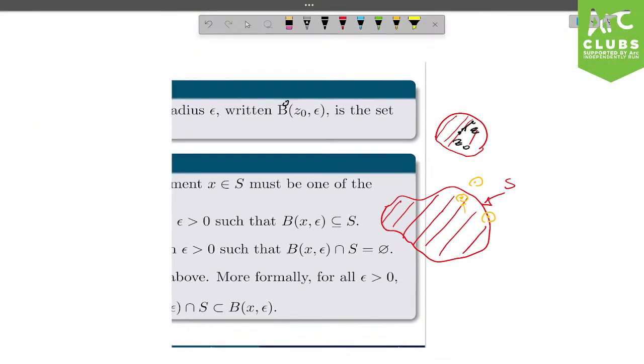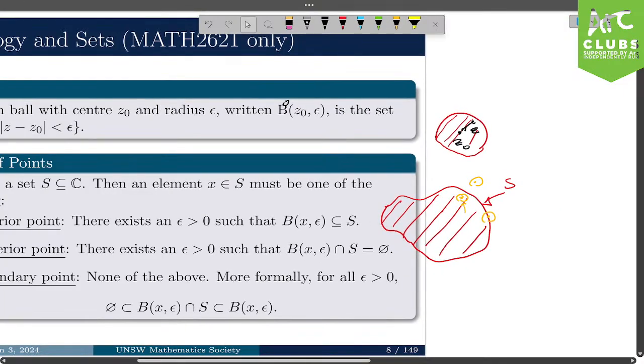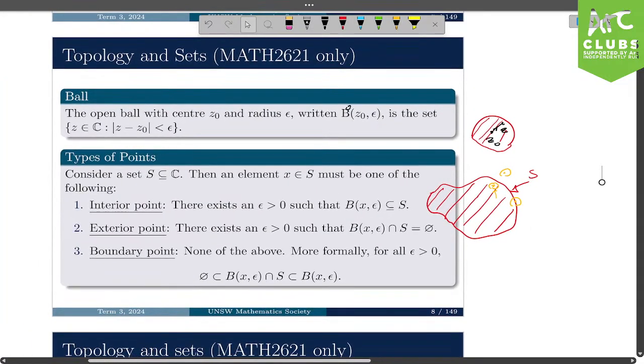So that's basically how we define interior, exterior, and boundary. So does that make sense? All right.